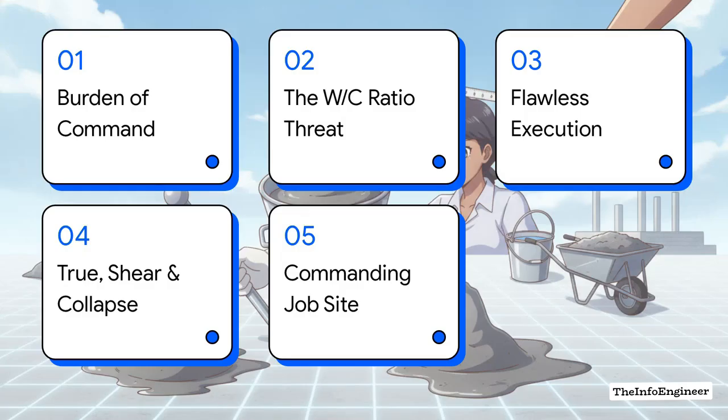failure. Today, we're running through 5 standard operating procedures. We've got the burden of command, the WC ratio threat, flawless execution, true, shear, and collapse profiles, and finally, commanding the job site. Let's dive right in.